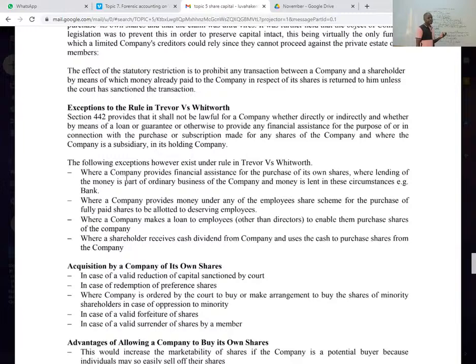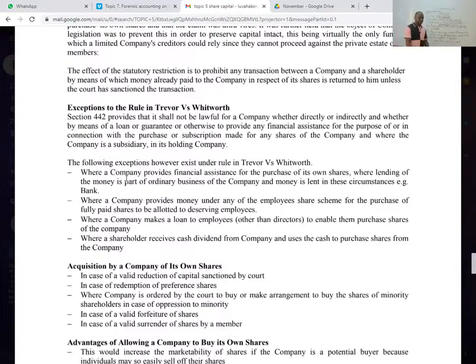And then the last one, where a shareholder receives cash dividends, and instead of taking the dividends, he utilizes the dividends to buy the shares of the company. So you as a shareholder are given dividends, let's say, for example, worth 100,000. Instead of taking that cash dividend, you simply ask the company to give you extra shares in terms of that amount you've been given as dividends. So you can see in those instances, the company is able to finance. It is financing other parties to buy the shares of the company. So under those exceptions, the company is able to finance the purchase of its own shares.